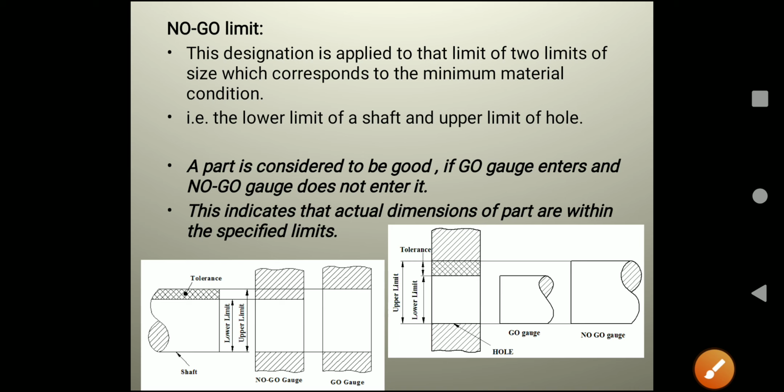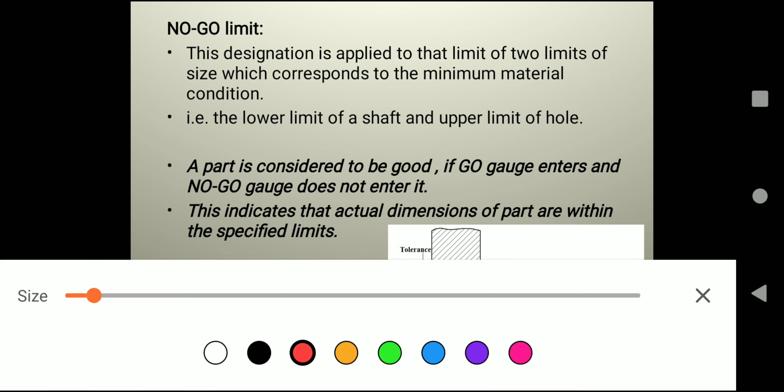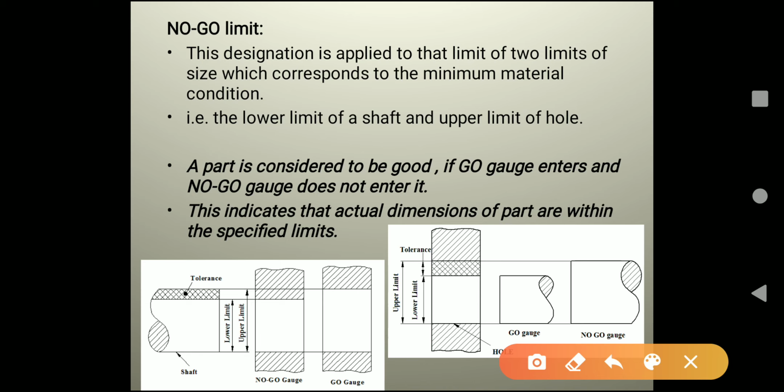So no go limit, what does it say exactly? Here you can see this designation is applied to that limit of size which corresponds to the minimum material condition, that is the lower limit of a shaft and the upper limit of a hole. So previously we have seen no go gauges are designed as per these considerations.